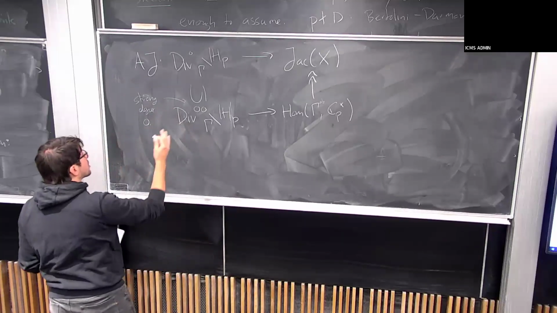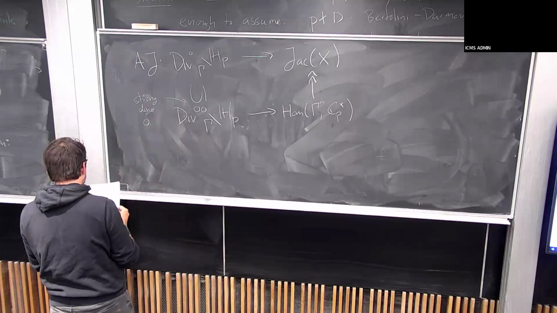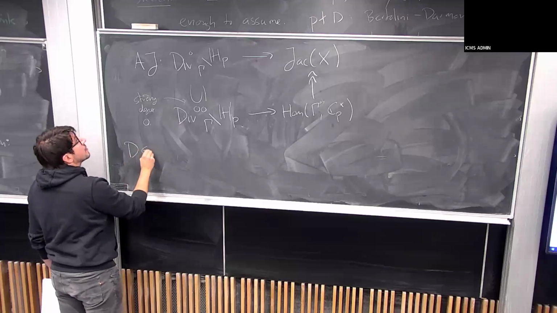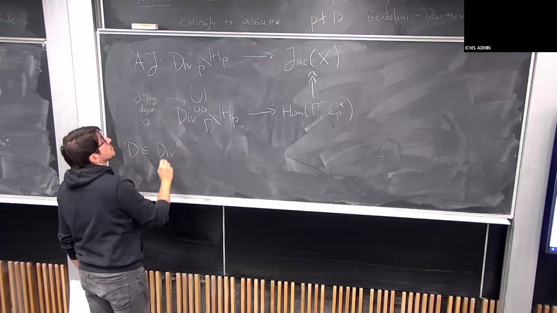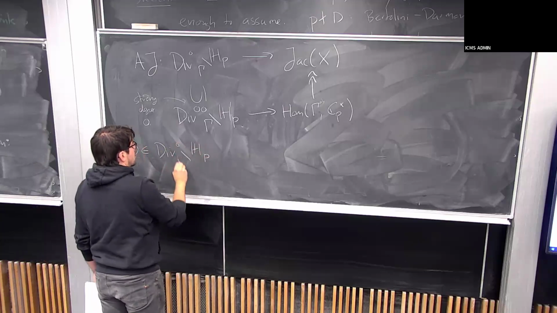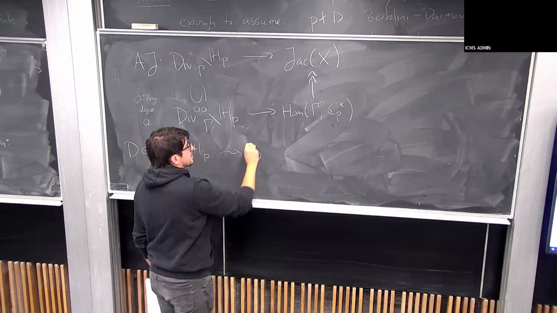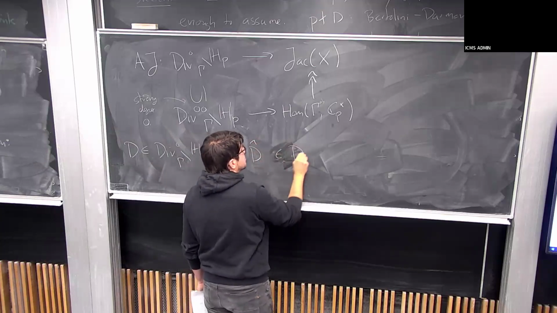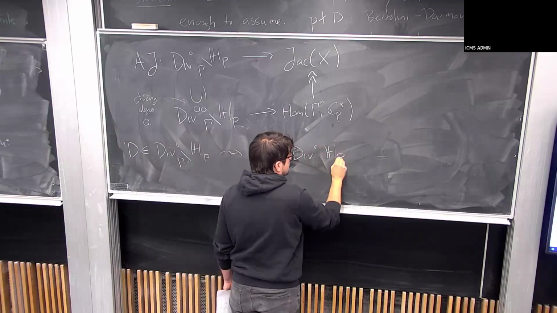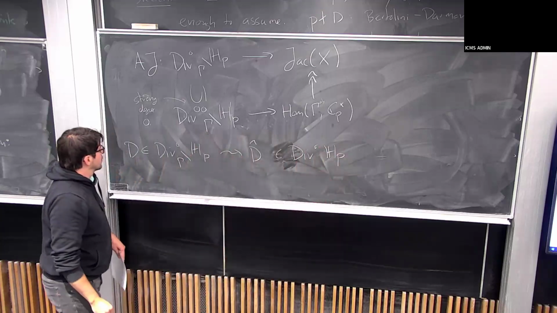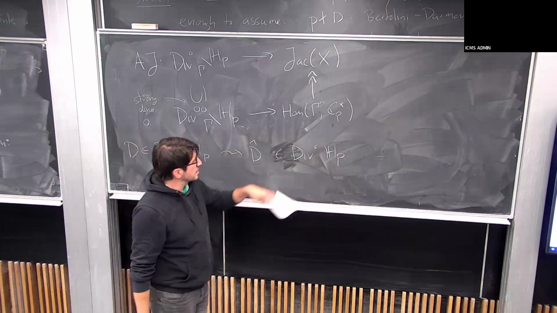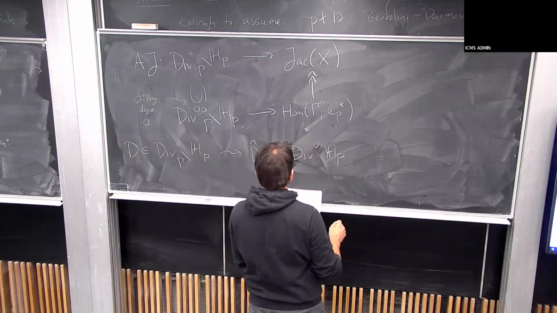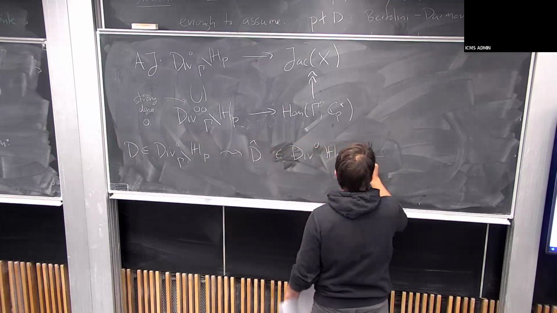And how does this map go? So it's very explicit. You start with some divisor D of degree 0 on HP mod gamma. Then you can just take a lift of that thing to a divisor on HP. So this is again a finite divisor. Of course, there are a lot of choices that you can make.